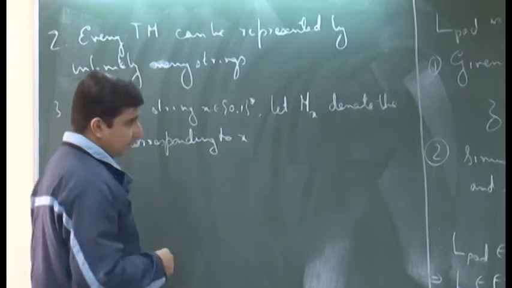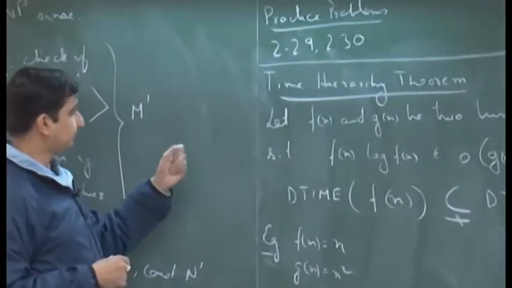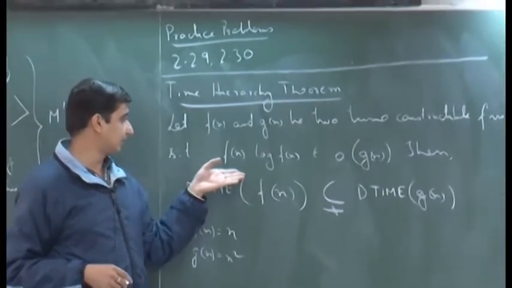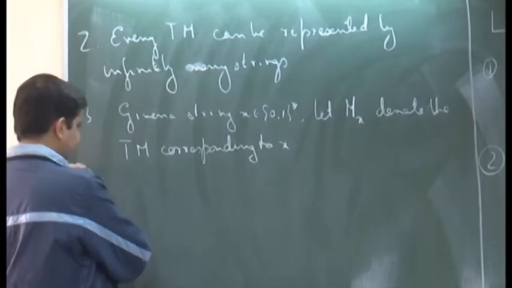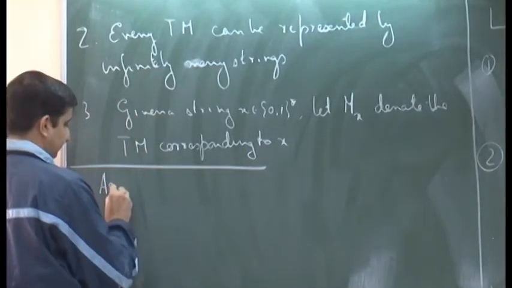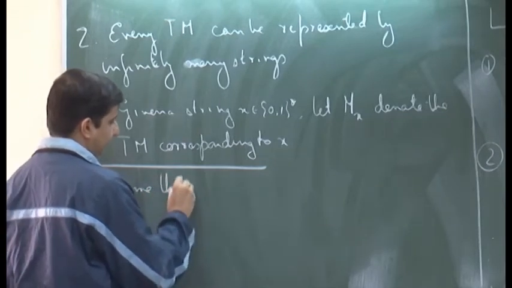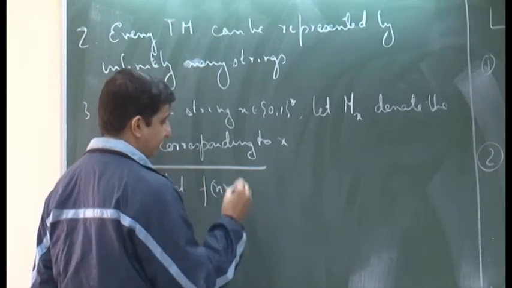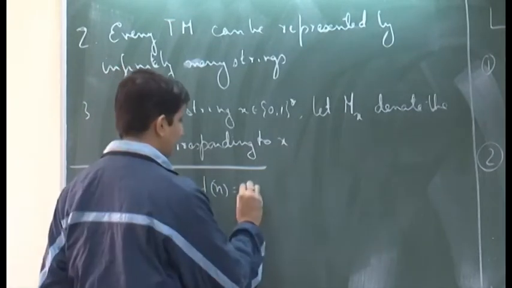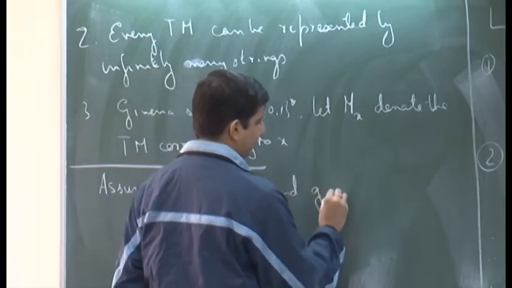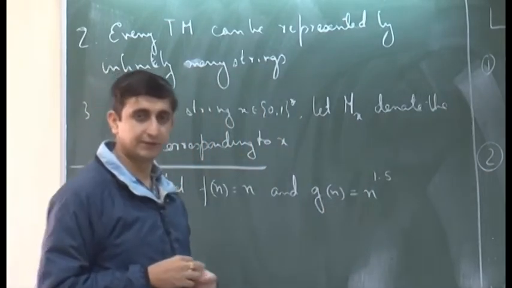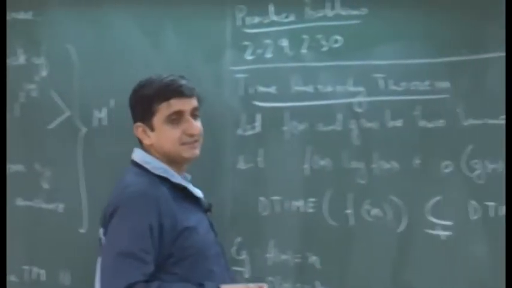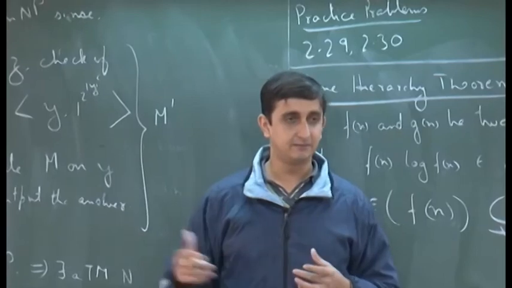What we will prove is not the general case for arbitrary f of n and g of n. We will prove the theorem for a particular choice of f of n and g of n. We will assume that f of n is n and g of n is n to the power 1.5, and then we will prove the theorem. The general case follows the same idea, as we shall see.